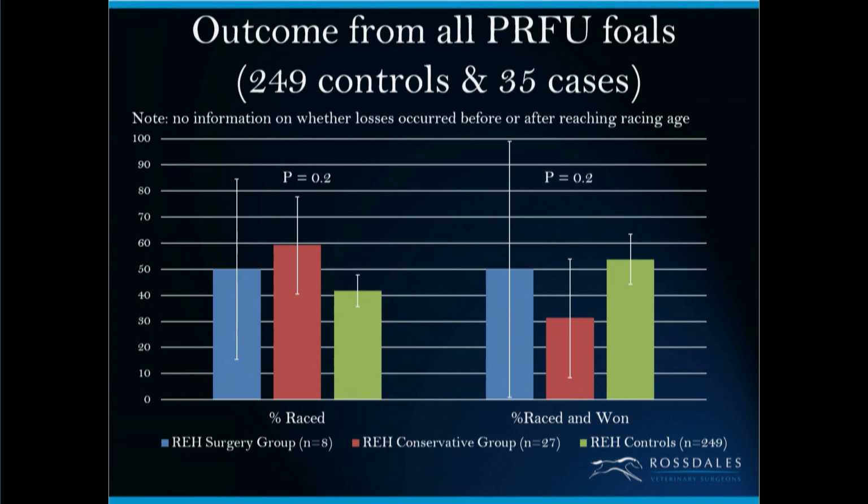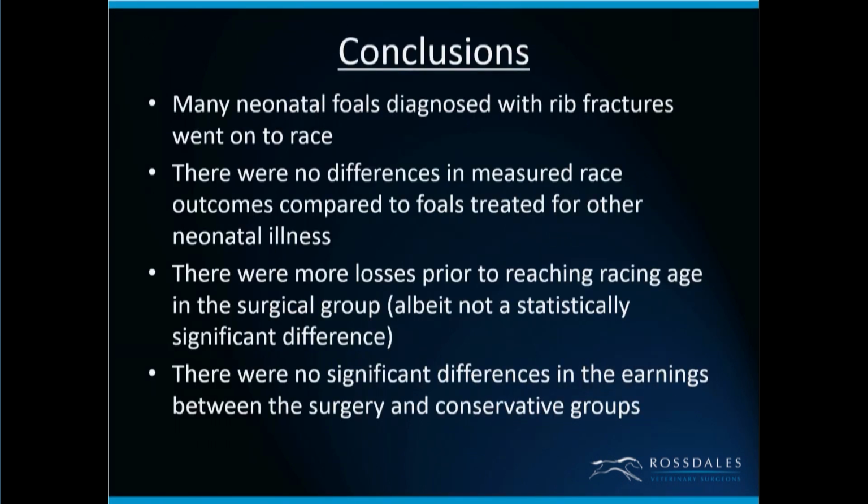And then the same with raced and won. You can see the controls, it was quite similar between the control group and the surgically treated group, and a little bit less for the conservative group, but overall it was quite similar. So from this study we concluded that many neonatal foals diagnosed with rib fractures went on to race, and there were no differences in the measured race outcomes compared to foals treated for other neonatal issues. There were more losses prior to racing age in the surgical group, but again, they would have been the foals with much more severe fractures, and there was no significant difference in the earnings between the surgery or the conservative groups.